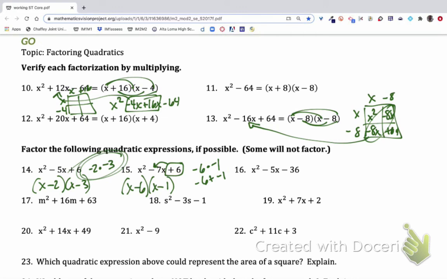For number 16, negative 36, which means that I'm going to have two different signs. That's the first indicator right there. Then I need to think of factors of 36 that add to get negative 5. And if you set them up, 36 times 1 is a silly one. You know it's not going to work. 18 times 2, also not going to work. 9 times 4, that's 36. Negative 9 times positive 4 gives me what we need.